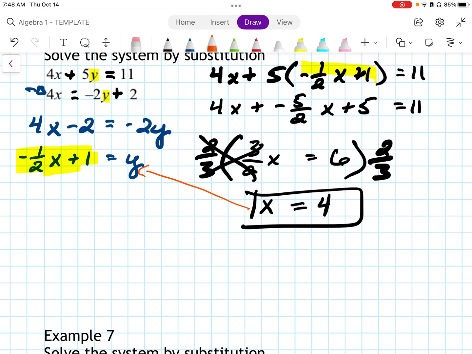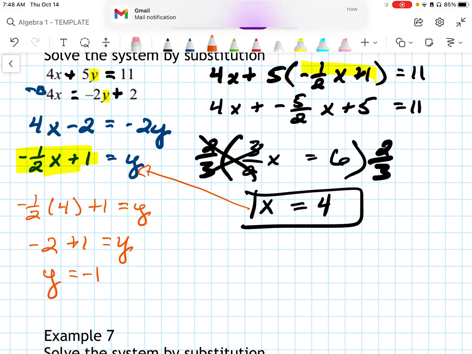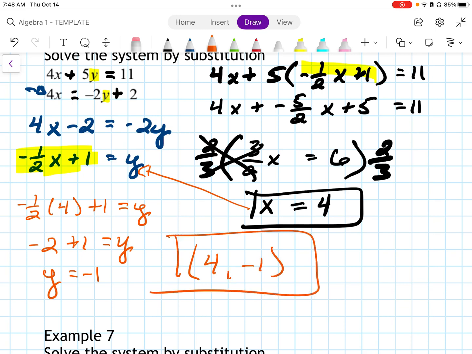Now I'm going to plug into this equation there, so I get negative 1/2 times 4 plus 1 equals y. So negative 2 plus 1 equals y, and y equals negative 1. So my point here would be 4, negative 1. And you need to write it as a point. That's part of the problem, is writing it as a point.